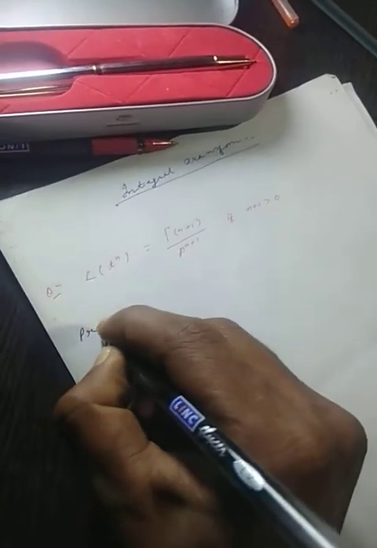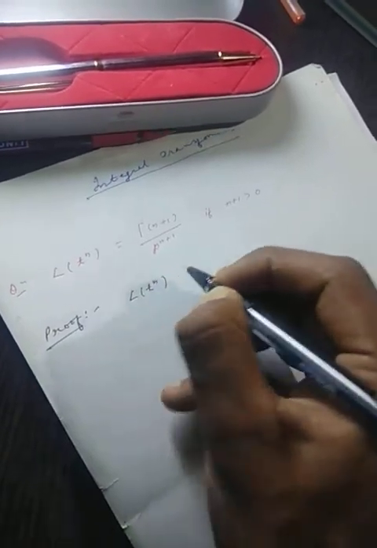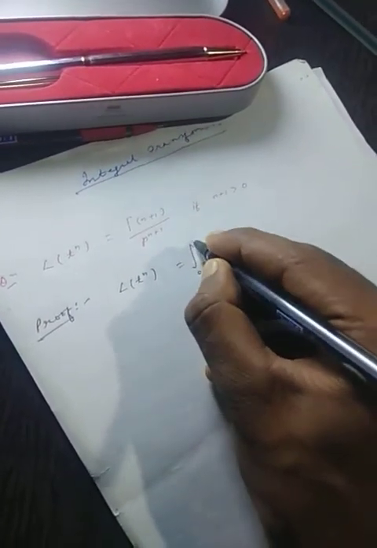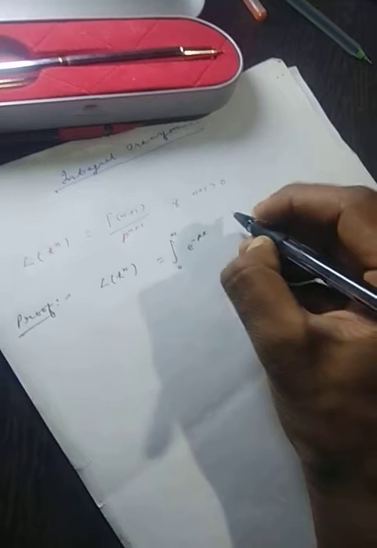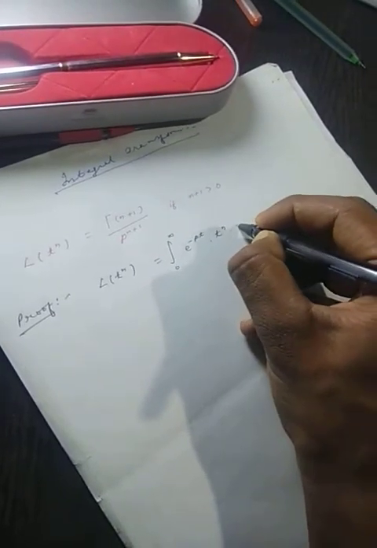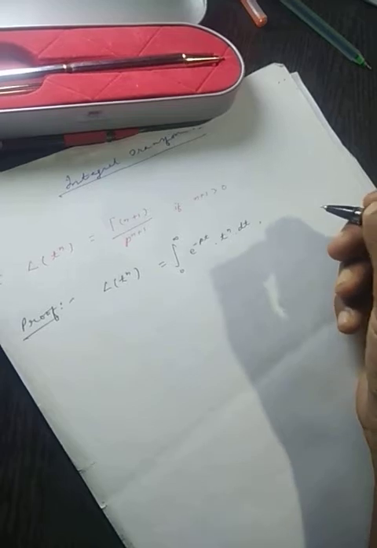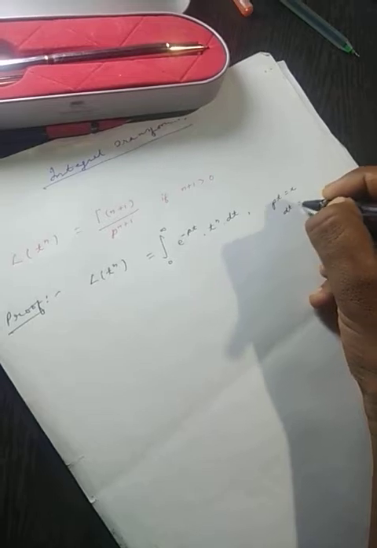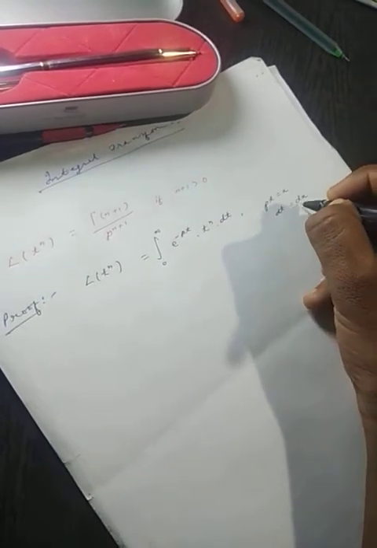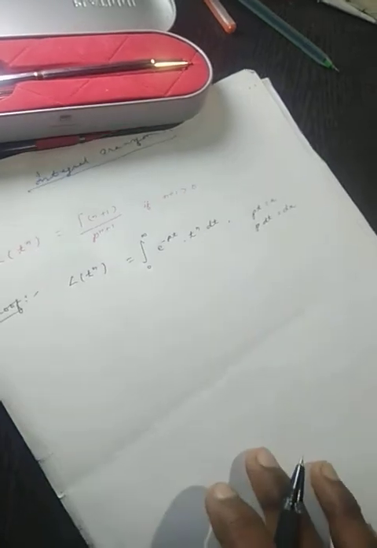Okay, and the proof is as follows. The Laplace transformation of t raised to n, from the definition of Laplace transformation, I am writing this one: the integral of e power minus pt and t power n dt. Put pt equal to x, and so p dt equals dx, so dt is dx upon p.